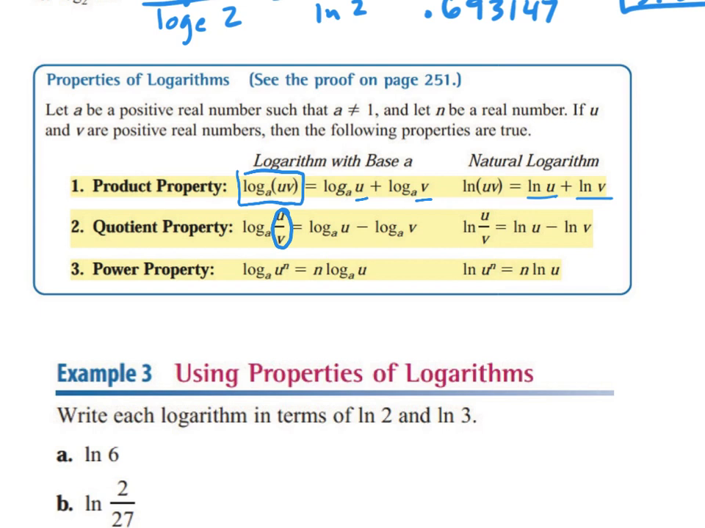And then lastly, we have the product property. Anytime we have the log of a number raised to an exponent, we can take this exponent and move it out front of our log.